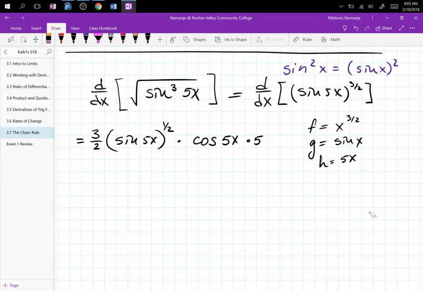Now we have to clean this up, make it look better. So this is 15/2 of cosine 5x times the square root of sine 5x. It's okay, you can leave it that way. And that will be it.